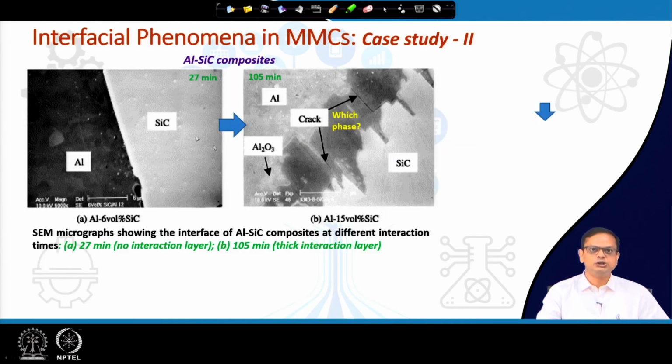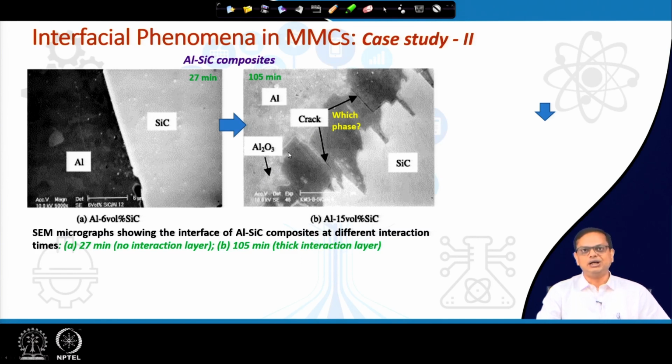Now, you are seeing two different residence times shown here, one is 27 minutes and the other one is 105 minutes. You can see that when the time is less, you do not really see any interaction layer. As you increase the residence time, you can see a clear layer forming at the interface.